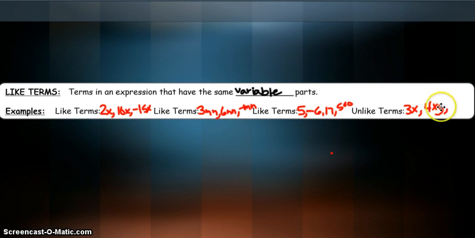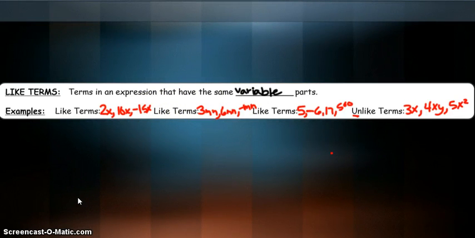Another term that would not be like, that is unlike, would be 5 times x squared. Even though again it has that x in it, because it's x times x, or x squared, it becomes unlike. You cannot combine it. Because if this x was a 2, 2 is not like a 4. It's not the same thing, okay? So you have to keep that in mind when we combine these like terms. The variable part has to be exactly the same when you combine them.